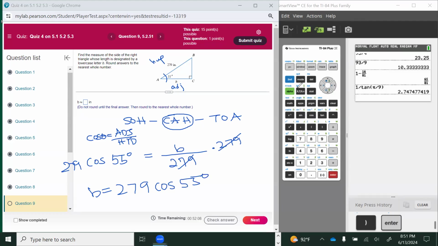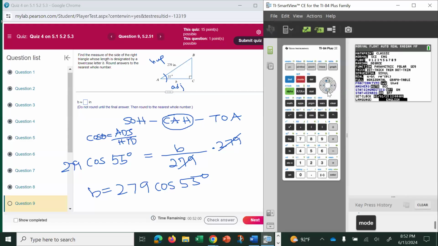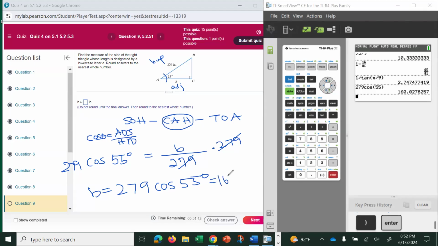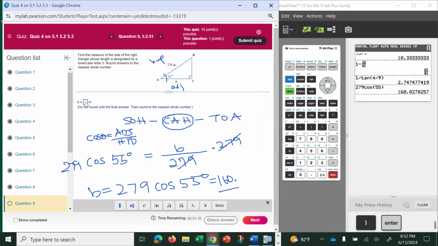Okay, so let's put that in. This time I have to make sure I'm in degree mode. I'm in degree mode, and now I'll put in 279 times cosine of 55. Now your calculator knows the 55 is in degrees. So now we got 160 point, it says round to the nearest whole number, so just 160 inches.